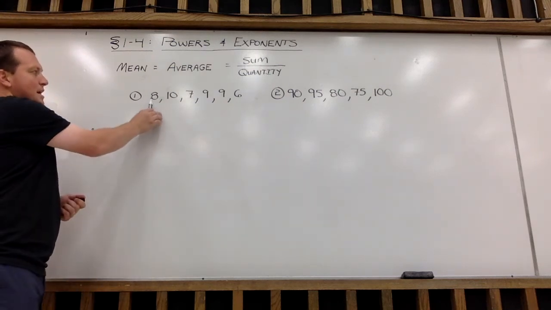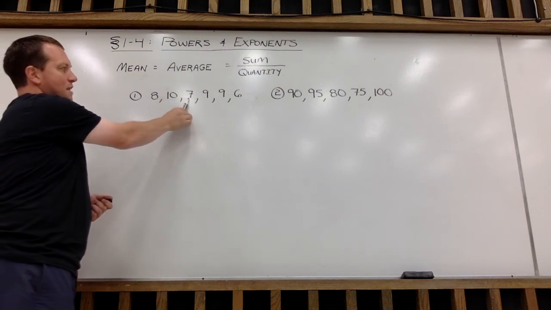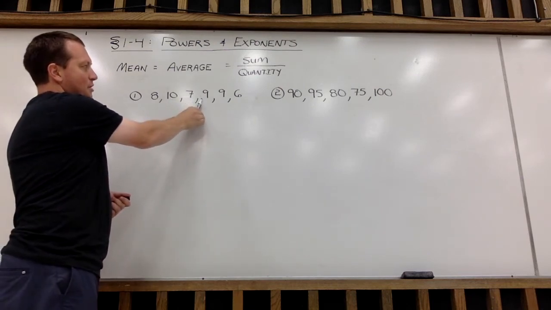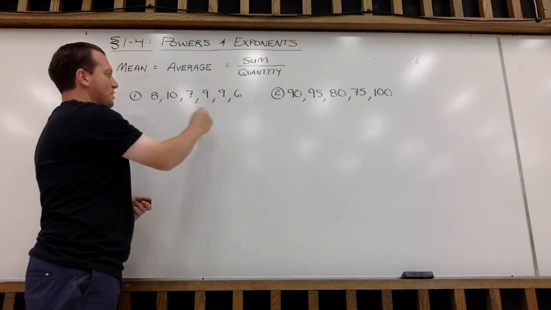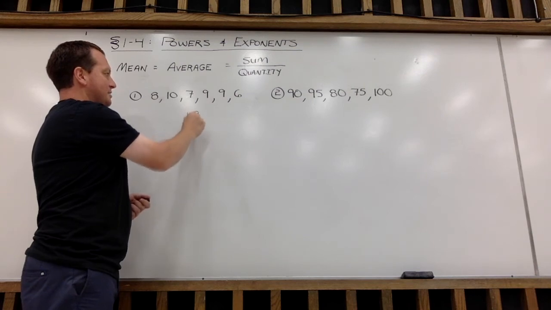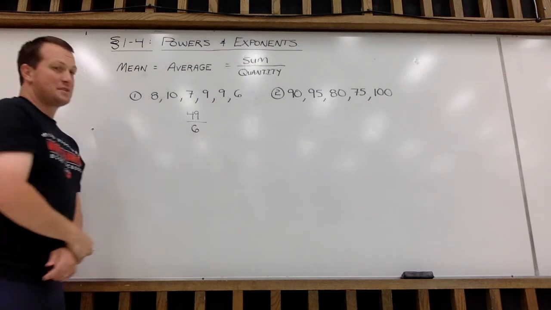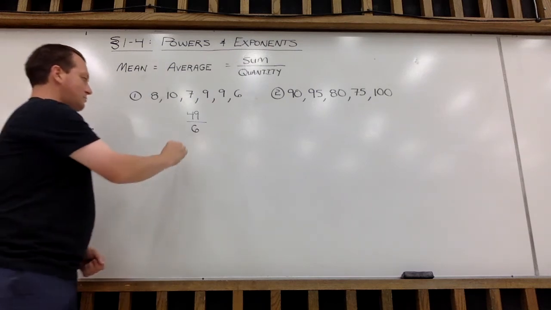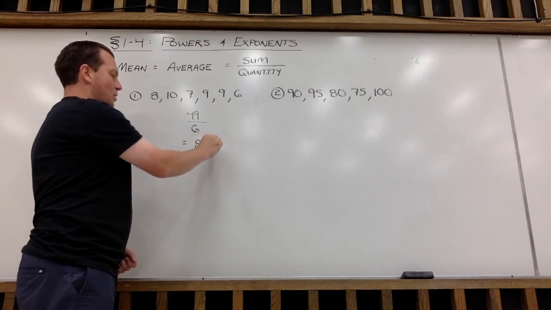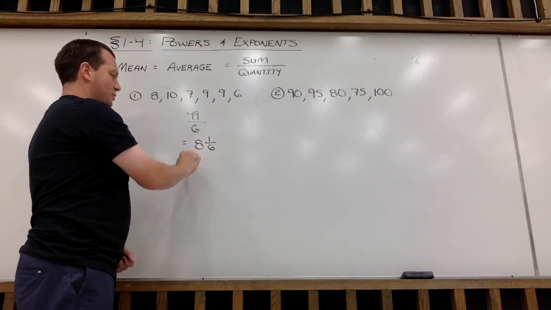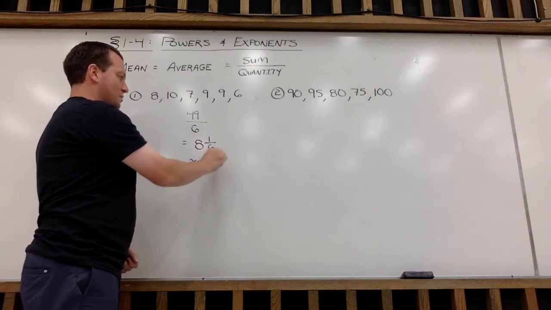So first example I have is 8 plus 10, 18, plus 7, 25, 25 and 9, 34, 34 and 9, 43, 43 and 6, 49. So I'm going to have 49 divided by 6. This is not going to be a whole number. So 8 times 6 is 48, 8 and 1/6, which if you're a decimal person, I believe is 8.16 repeating.